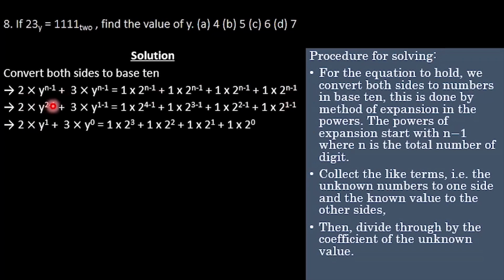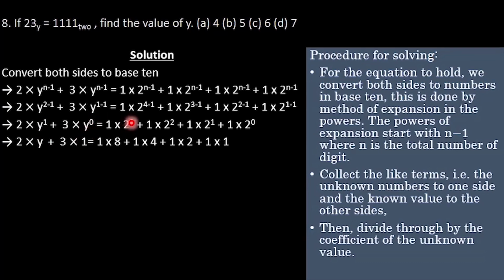2 minus 1 we have 1, 1 minus 1 we have 0, 4 minus 1 we have 3, 3 minus 1 we have 2, 2 minus 1 we have 1, and 1 minus 1 we have 0. Now after that, y raised to power 1 we have y raised to power of 0, anything raised to power 0 is 1. 2 raised to power 3 we have 8, 2 raised to power of 2, that is 2 times 2 we have 4, 2 raised to power of 1 we have 2, and 2 raised to power of 0 is 1. Don't forget that anything raised to power of 0 is 1.